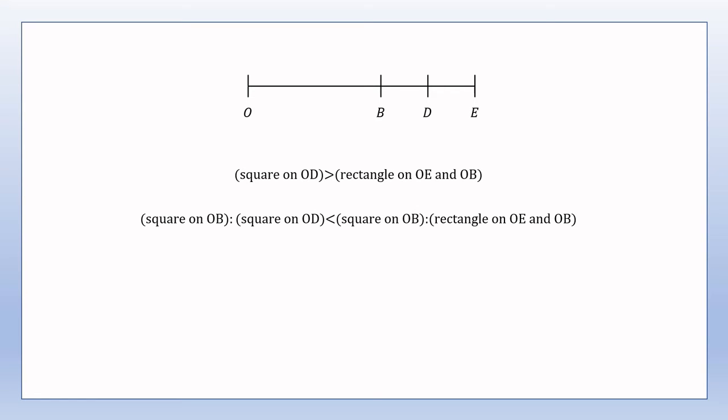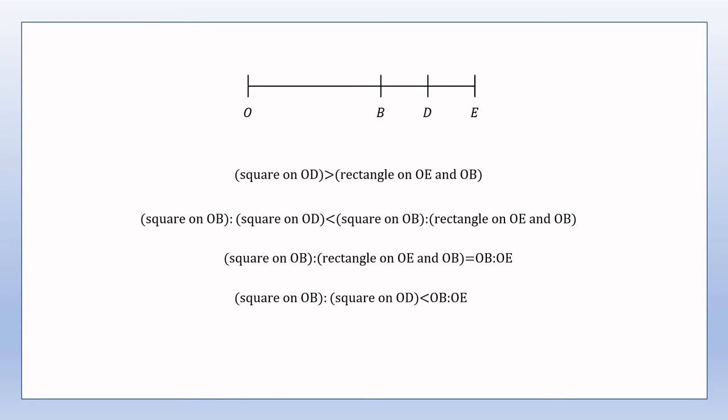So by Euclid 5.8, we have that the square on OB to the square on OD is less than the square on OB to the rectangle on OE and OB. But the square on OB and the rectangle on OE and OB have the same height, and so by Euclid 6.1 we have that the square on OB to the rectangle on OE and OB is equal to OB to OE. Thus by Euclid 5.13 we obtain that the square on OB to the square on OD is less than OB to OE, and therefore we have that beta squared to delta squared is less than beta to epsilon.